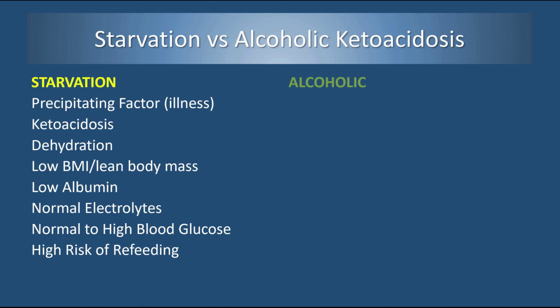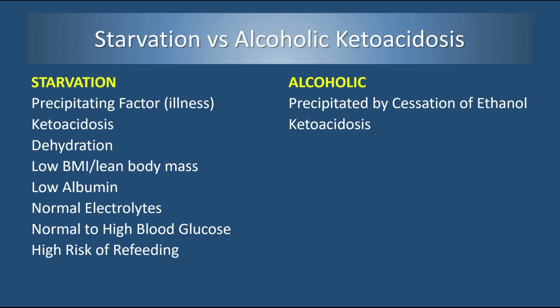The alcoholics are a little bit different. Usually the problem is precipitated by a cessation of ethanol. Remember, cessation of ethanol means cessation of calorie intake for many of these patients. The ketoacidosis is also joined usually by a lactic acidosis. The patient will have a fatty liver on ultrasound and low lean body mass.